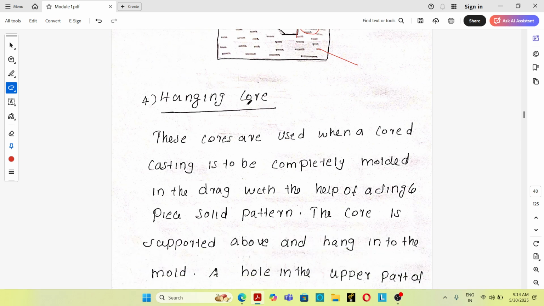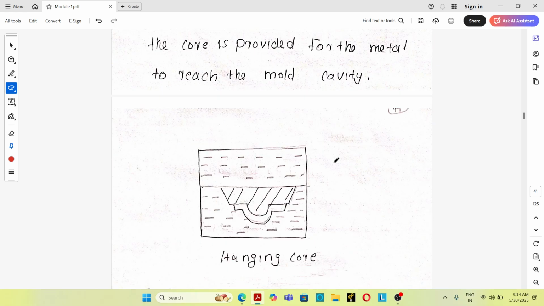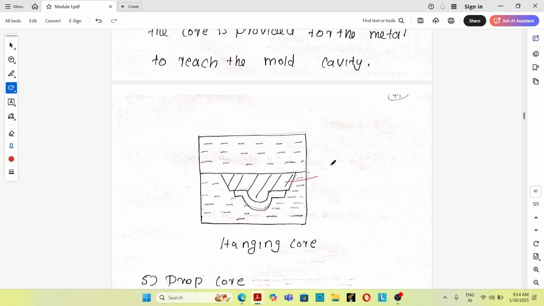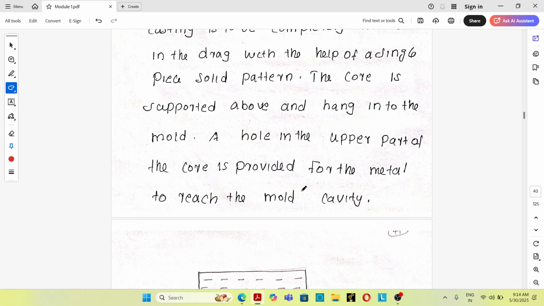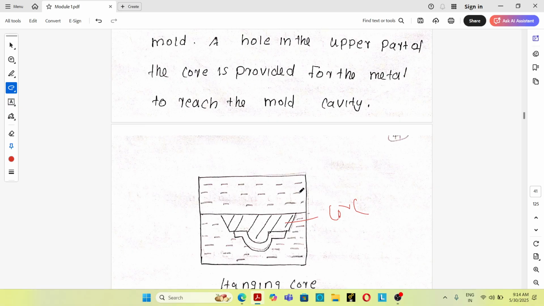Next one is the hanging core. This is the hanging core. You can see the shaded portion is the hanging core. Then what is the purpose of a hanging core? Hanging cores are used if the entire casting is molded in the drag portion of the sand casting mold. This is the casting.